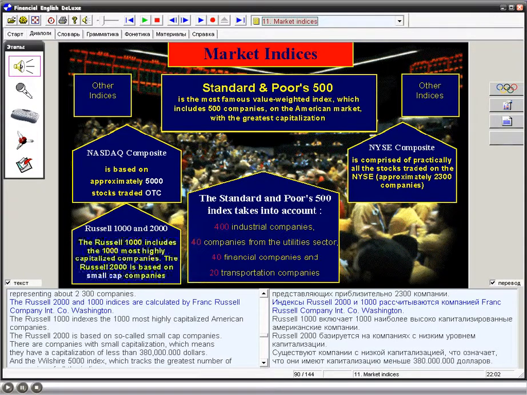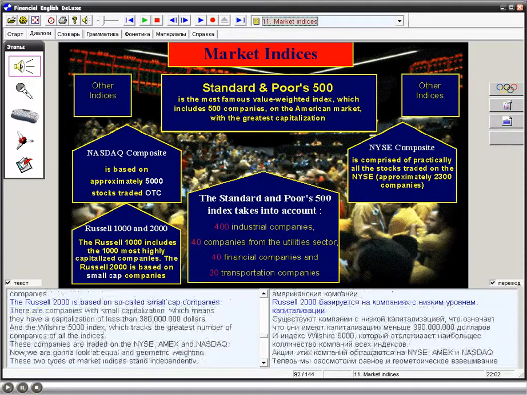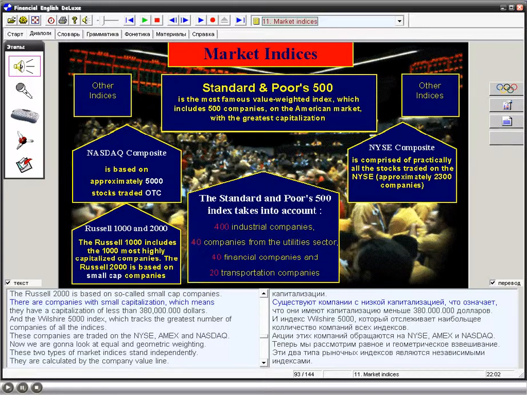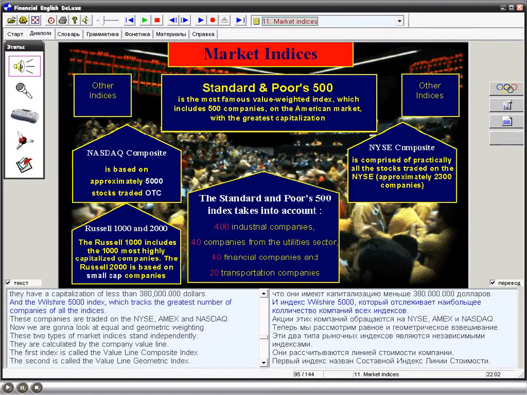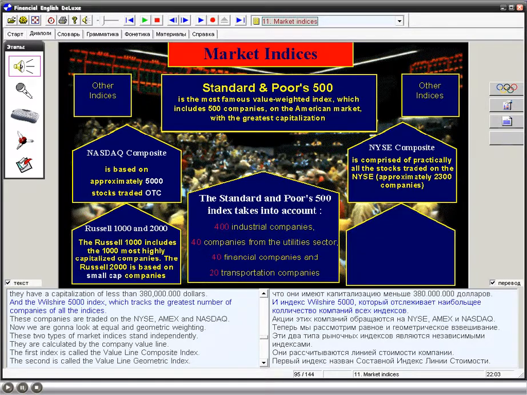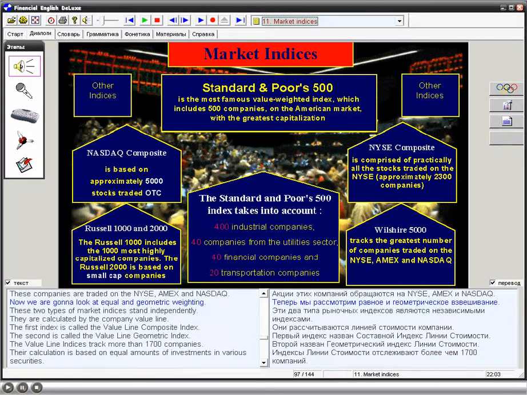The Russell 2000 and 1000 indices are calculated by the Frank Russell Company in Tacoma, Washington. The Russell 1000 includes the 1,000 most highly capitalized American companies. The Russell 2000 is based on so-called small-cap companies. These are companies with small capitalization, which means they have a capitalization of less than $380 million. And the Wilshire 5000 Index, which tracks the greatest number of companies of all the indices. These companies are traded on the New York Stock Exchange, Amex, and NASDAQ.